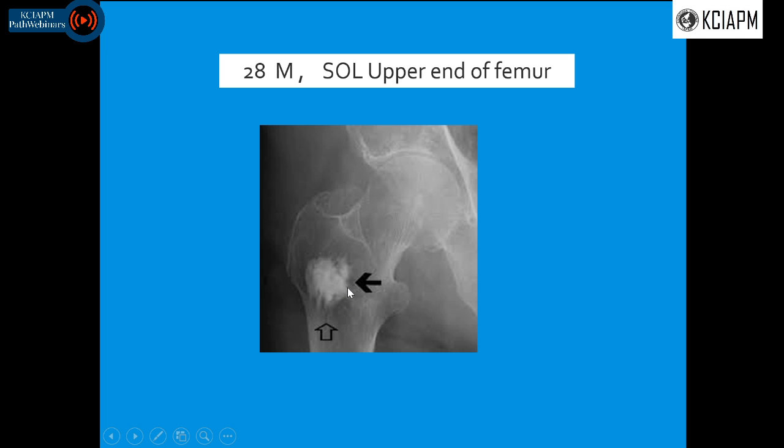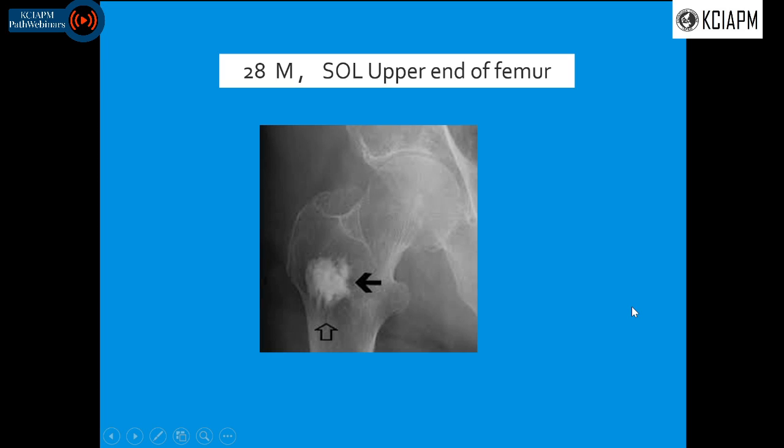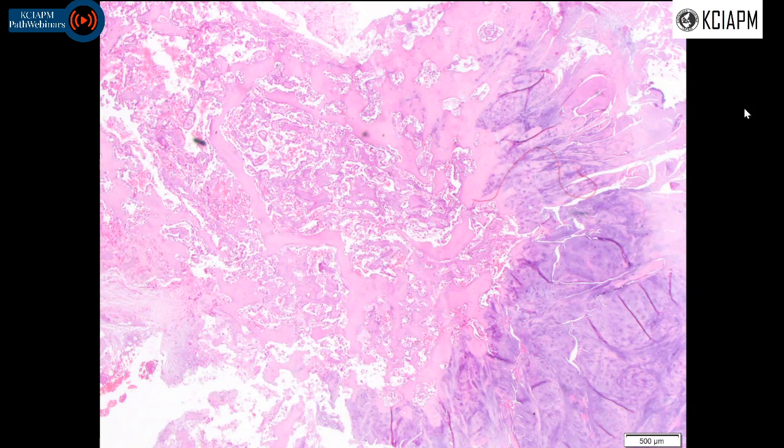This was an osteodense lesion, and as is clear from the biopsy, it is cellular but has a lot of bone, and a bit of cartilage. He's a young man, he's 28 years old, he's a male.